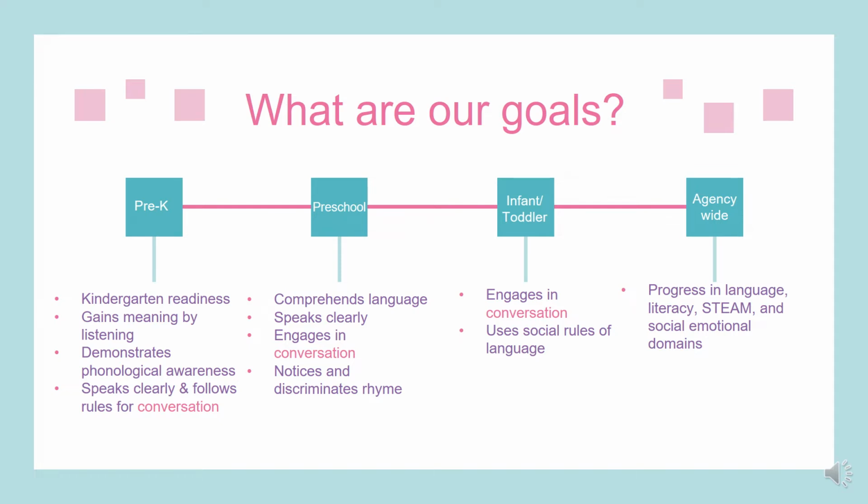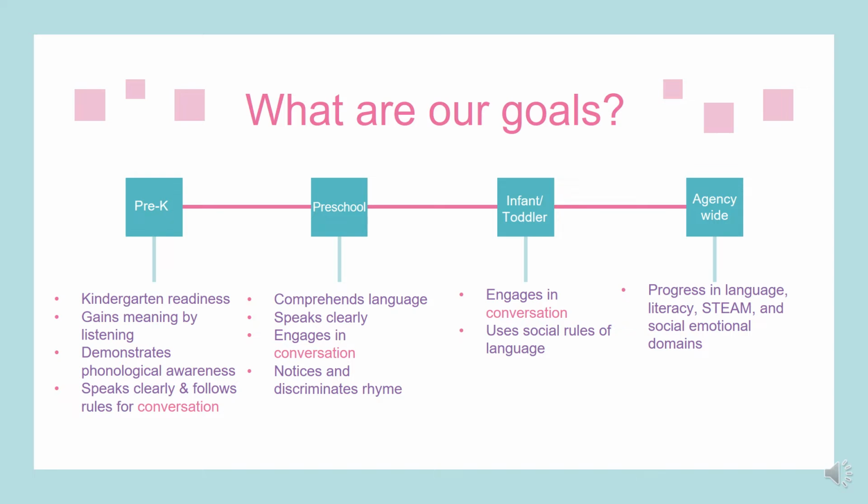previous year's data. So for preschool, we want children to comprehend language, to speak clearly, to engage in conversation, and to notice and discriminate rhyme. Then for our infants and toddlers, we want them to also engage in conversation and use social rules of language. And if you'll notice, even in the pre-K goals, I've highlighted conversation because that's something that came up in all of our goals. And I just really thought that that nicely highlighted the importance of conversation in our programming and just in our day in general. We really need to be mindful that we're engaging in a lot of conversation with the children we serve.